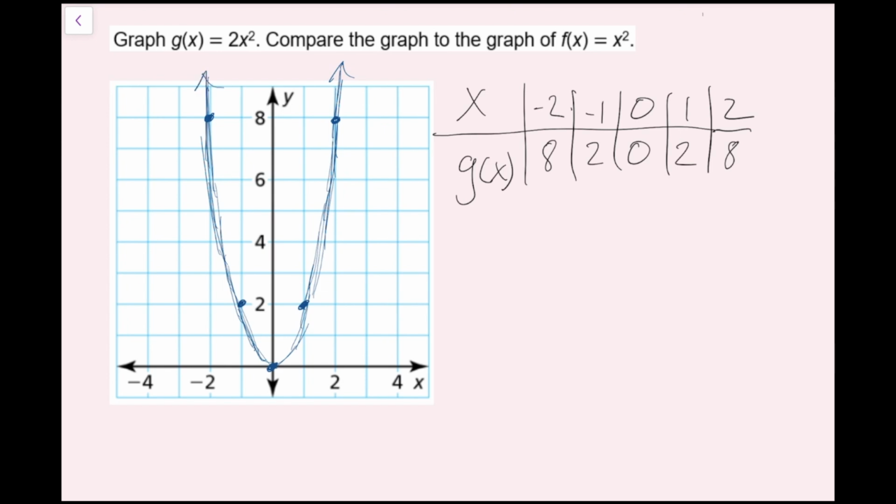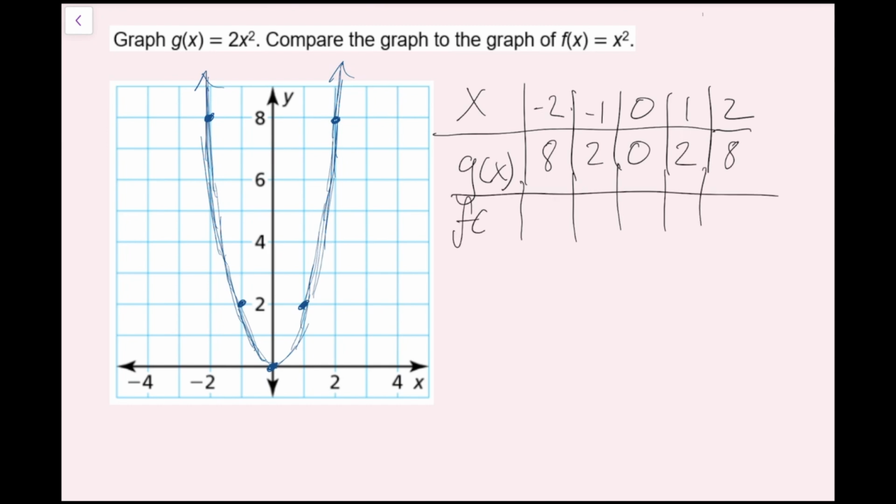So something like this, you can see that I tried to make this as curvy as possible here. And don't forget your arrows, because the y values of this graph are going on infinitely. Anyway, we've successfully graphed g of x, but now we want to compare this to the graph of f of x. So I'm going to graph f of x as well, and I'm just going to make another row in my table.